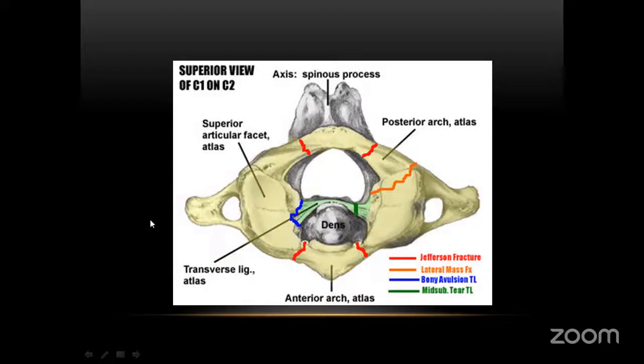So there are two options. One is the fusion technique, that is the C1 C2 fusion or OC fusion, occipitocervical fusion. Otherwise, posteriorly we either place the posterior C1 screw, that is called lateral mass screw placement, or we go transorally with screw and plate placement. So there are two techniques, but most likely we do the C1 C2 fusion or OC fusion.